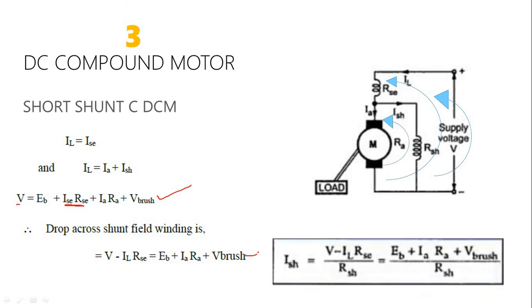So if you want to get ISH, apply KVL to this loop, so that you can get this expression: V minus IL RSC divided by RSH. So this is about the short shunt compound DC motor.